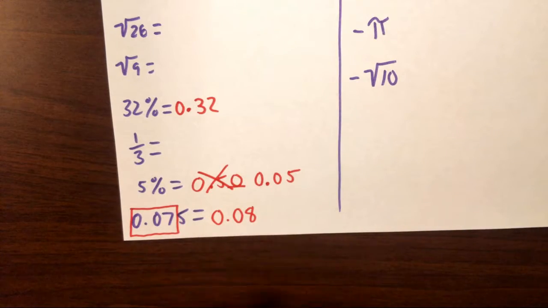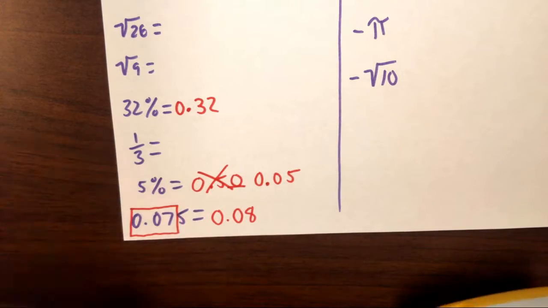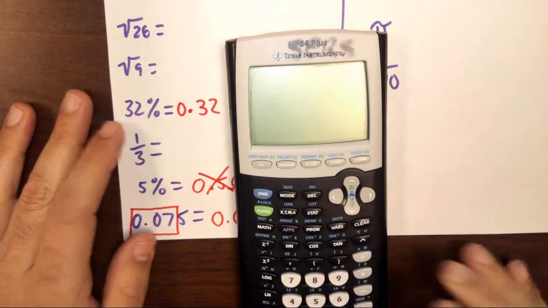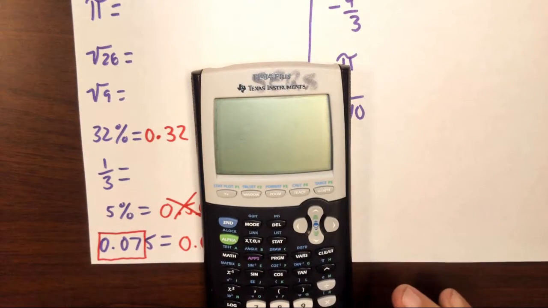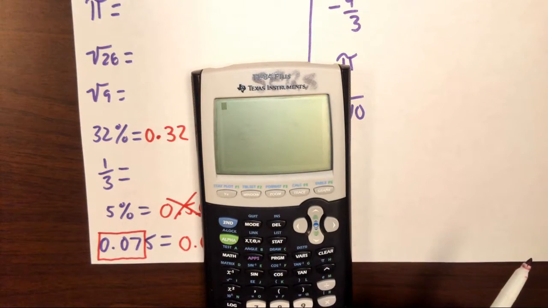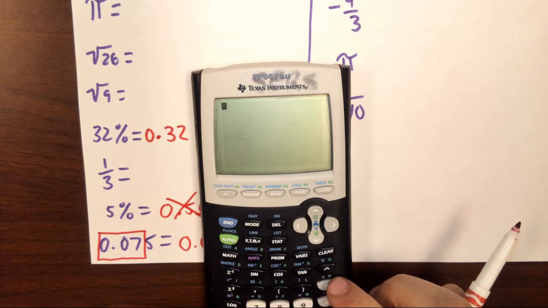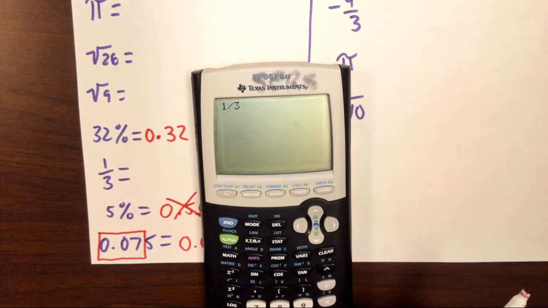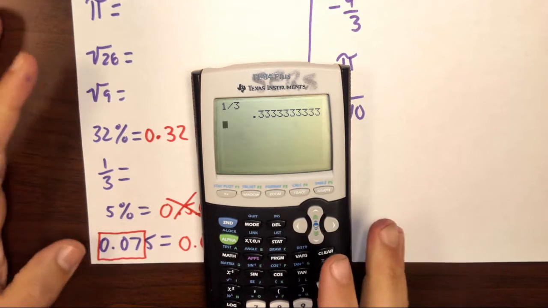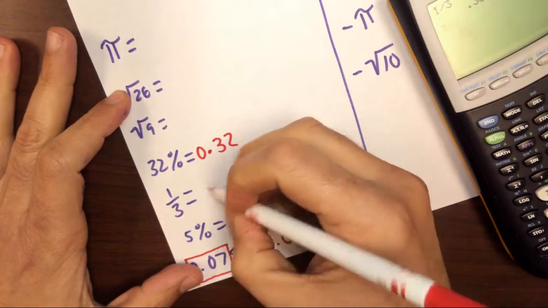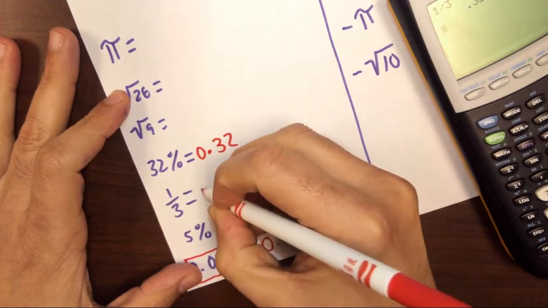5% is 5 cents. Okay? 1/3. How do you make that into a decimal? You got a calculator. It does all the work for you. Top divided by bottom. 1 divided by 3 is 0.33333. Again, only concerned with the first two numbers after the decimal. So 1/3 is basically 33 cents.